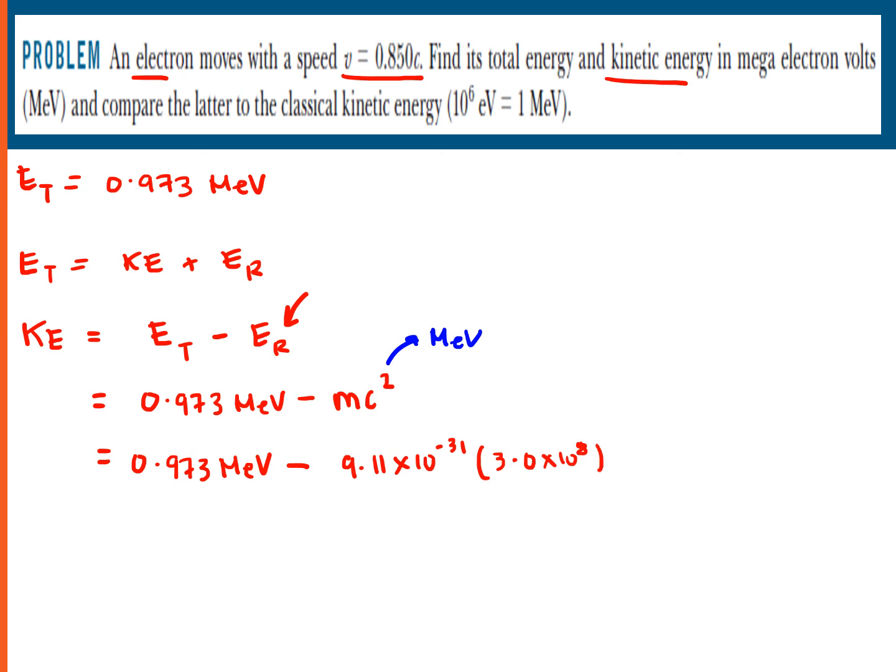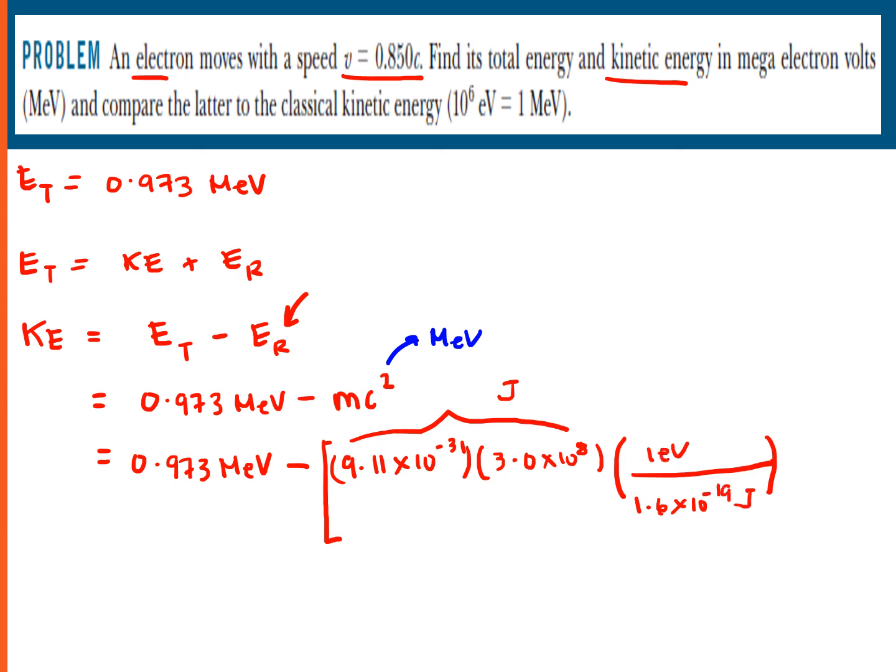But this entire quantity here would actually give us the rest energy in joules. So we have to convert this to mega electron volt by multiplying the following conversion factor. So again, this entire term here is actually in joules. So we have to convert this into electron volt. To do that, we will have 1.6 times 10 to the power of negative 19 joule in the denominator, and that's equal to 1 electron volt. That would allow us to cancel the unit joule. And in every 10 to the power of 6 electron volt, we have 1 mega electron volt.